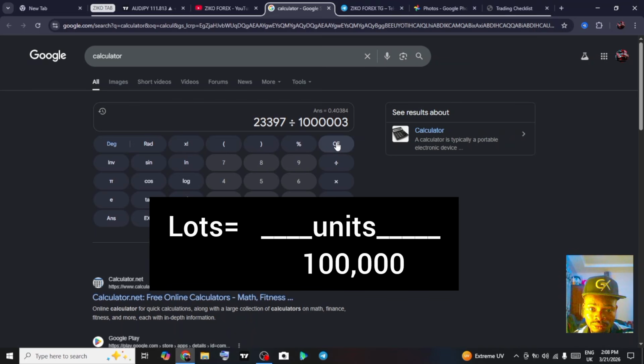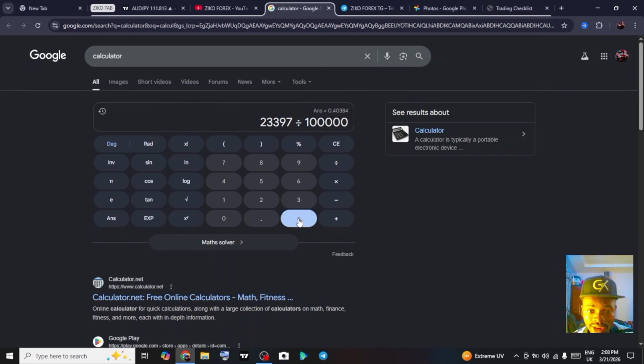Then whatever you get, that is your lot size. That's the exact lot size you're supposed to be using. So you have to use 0.233, right? So you just use this first 0.233 to enter your lot.